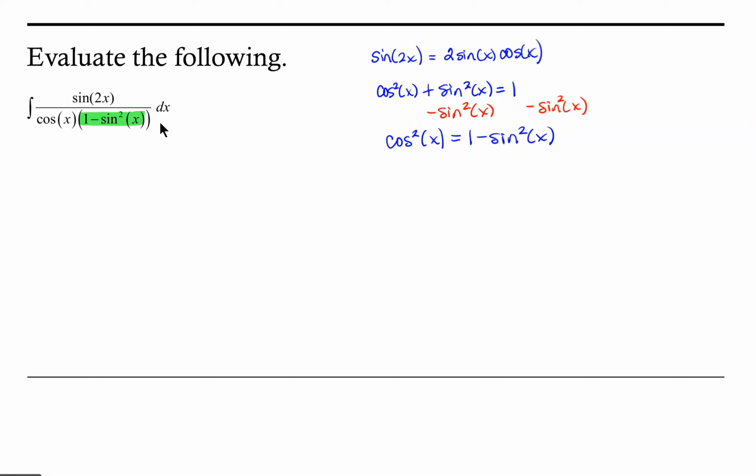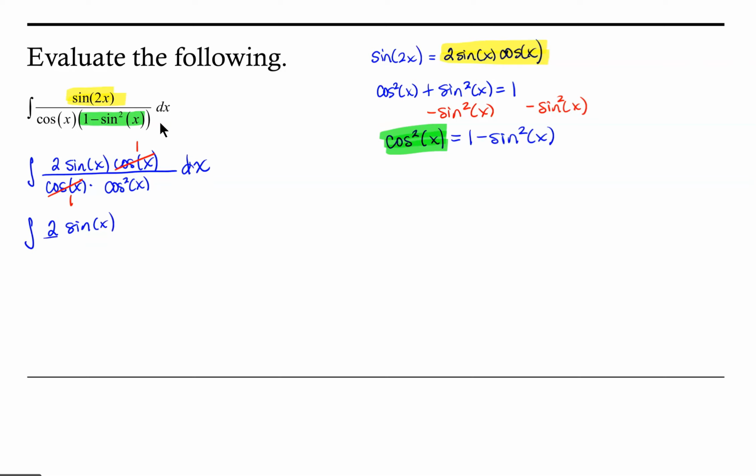So we're going to replace 1 minus sine squared of x with cosine squared of x, and we're going to replace sine of 2x with 2 sine of x times cosine of x. So when we do this, we now have the indefinite integral of 2 sine of x times cosine of x divided by cosine of x times cosine squared of x dx. Now we might notice that we can divide out a cosine of x from the numerator and the denominator, getting 2 sine of x over cosine squared of x dx.